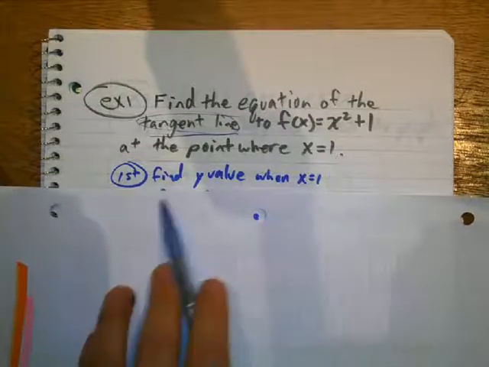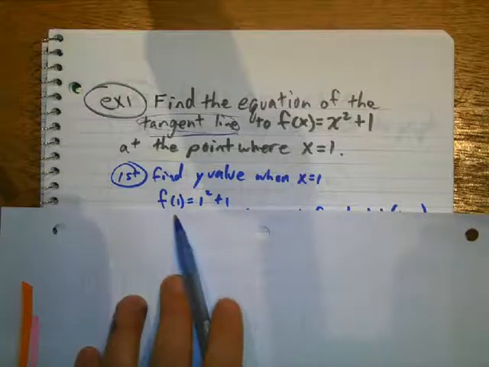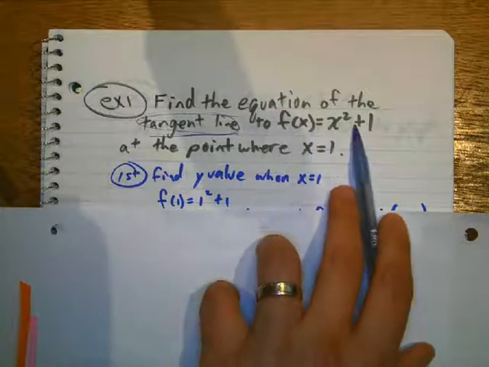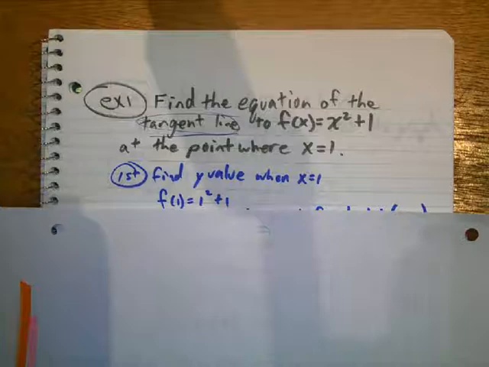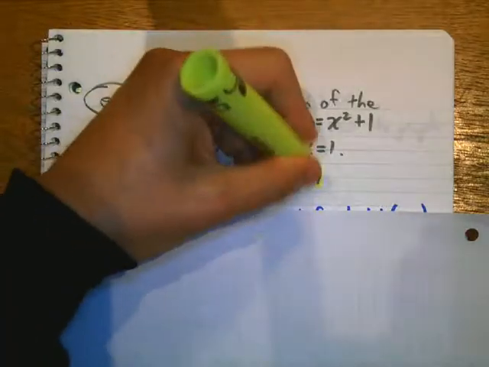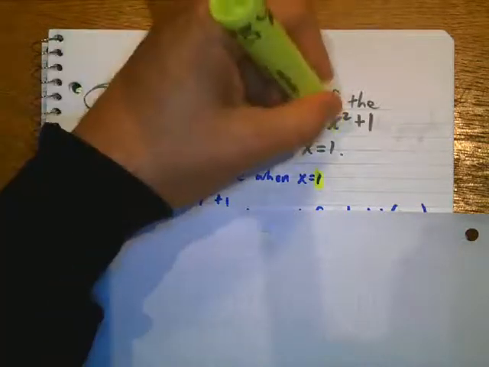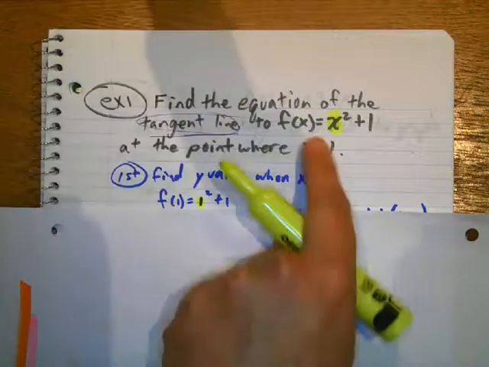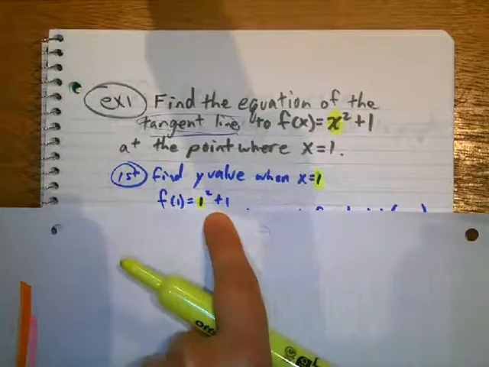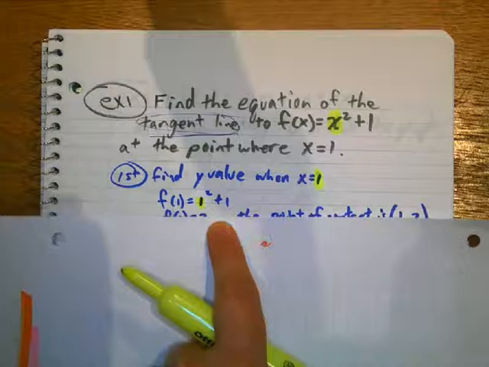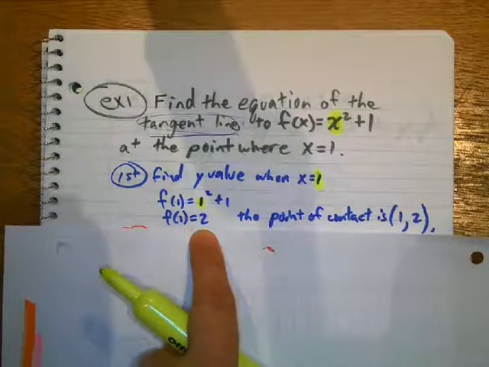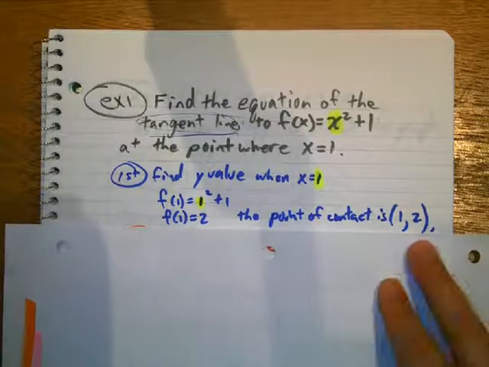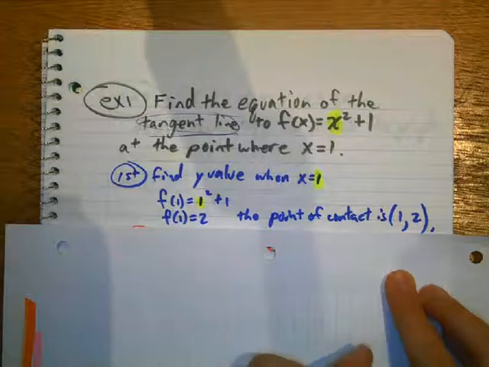Right, so we take our original function, f of x equals x squared plus 1, and since we're trying to figure out when x is 1, I'm going to plug in 1 for x. So I get 1 squared plus 1. And then my y value is going to be 2. Okay, so the point of contact of this curve is this.